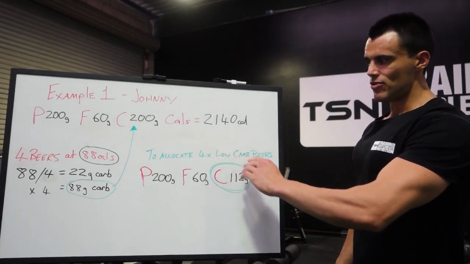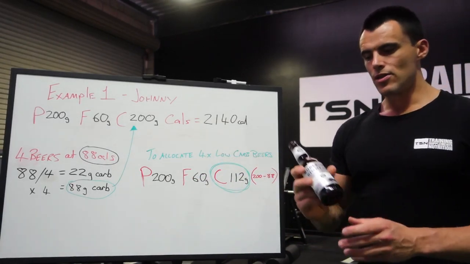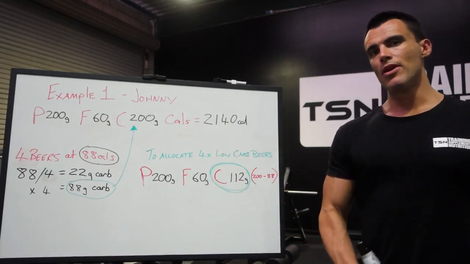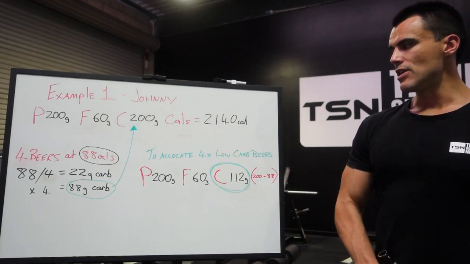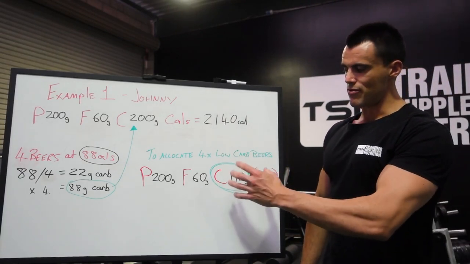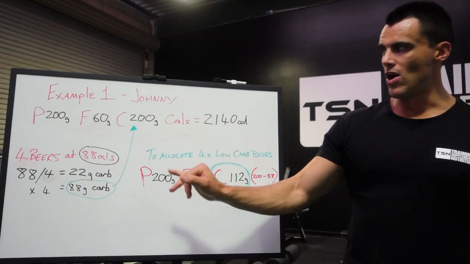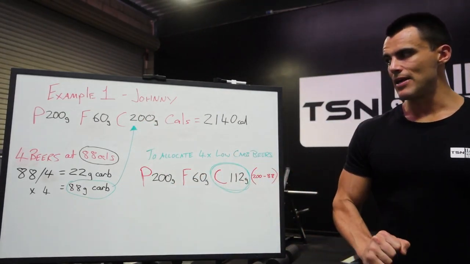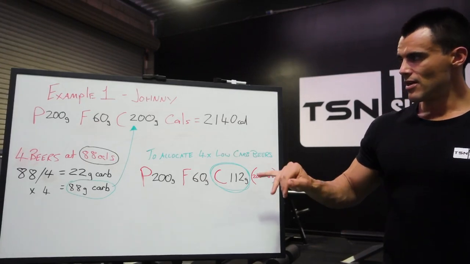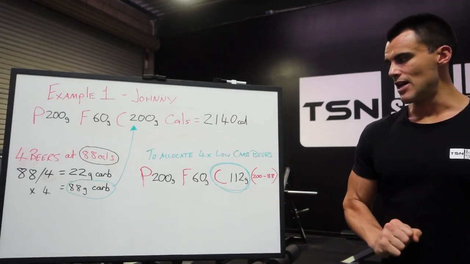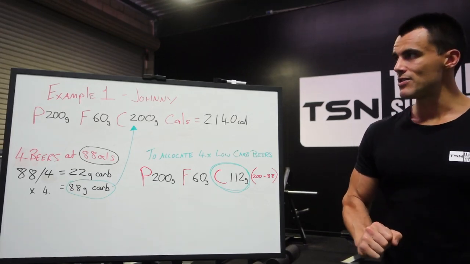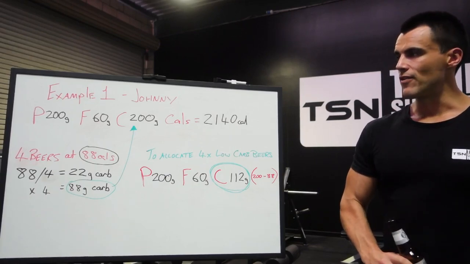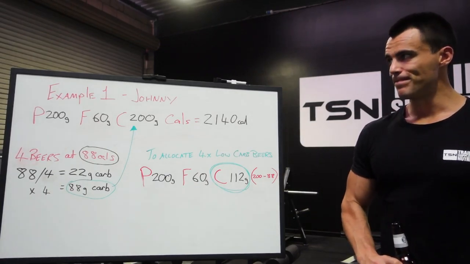So let's say, for example, on a Thursday night, Johnny's planning for his 4 beers. All he will have to do now to allocate for the 4 low carb beers is consume the same amount of protein that he normally does, 60 grams of fat, and 112 grams of carbohydrates, which is the result of subtracting the 88 carb grams that we found from the 200. That is what Johnny can confidently consume while allocating for his 4 low carb beers.